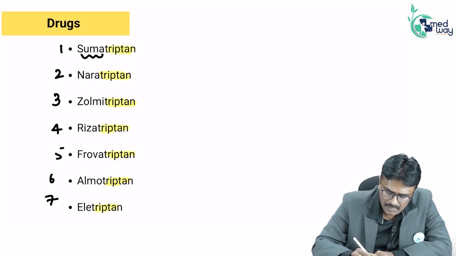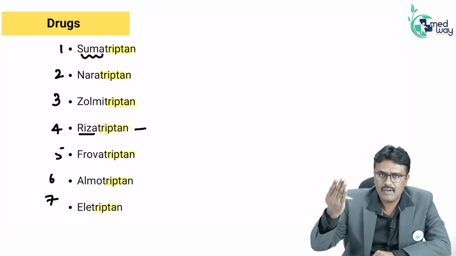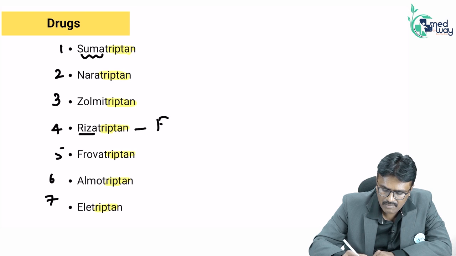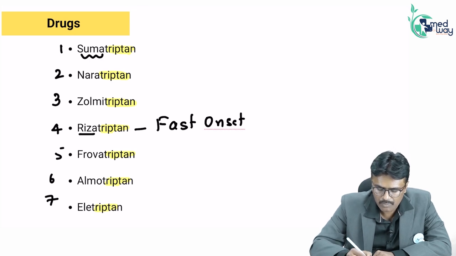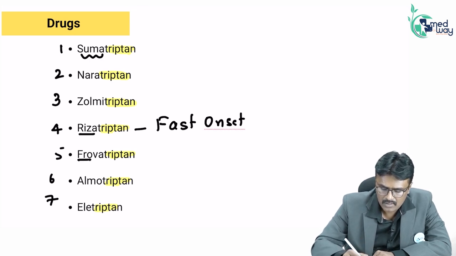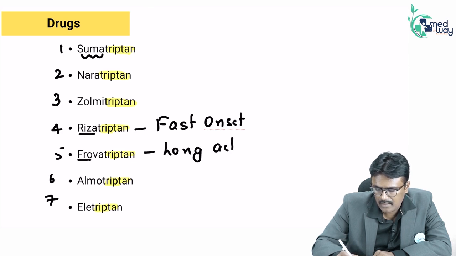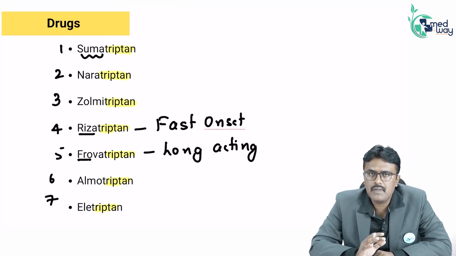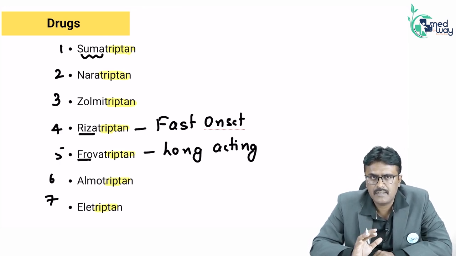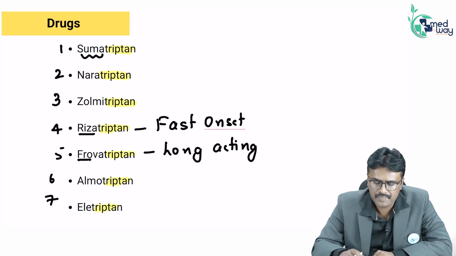Now, the rizatriptan, it is like a razor, works faster. So it has fast onset. Riza, it's like a race, it will work faster. Frova means forever. So the meaning is it acts longer. So this is longer acting triptan. Otherwise, just remember the names end with triptan, the mechanism of action, and where they are not used.